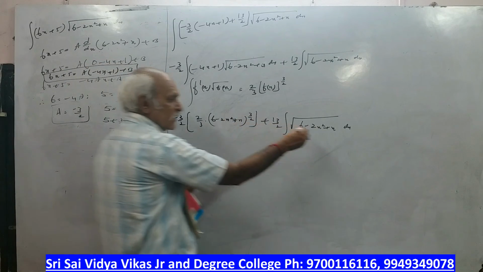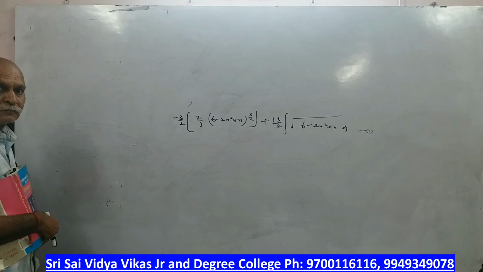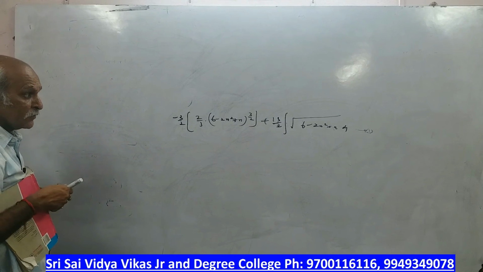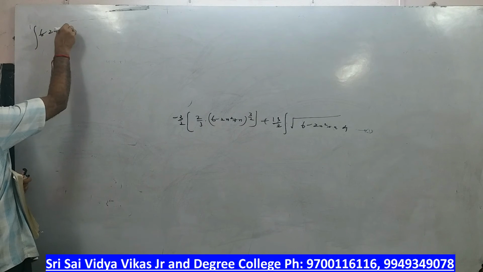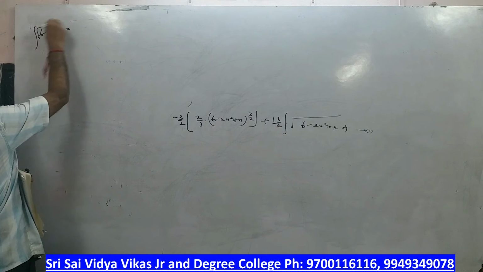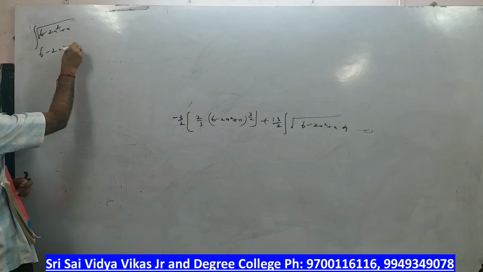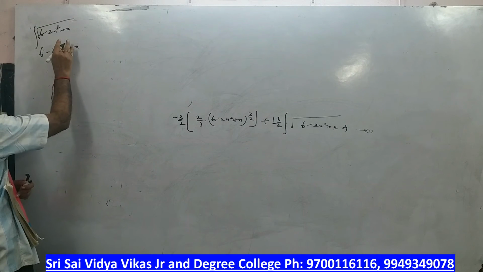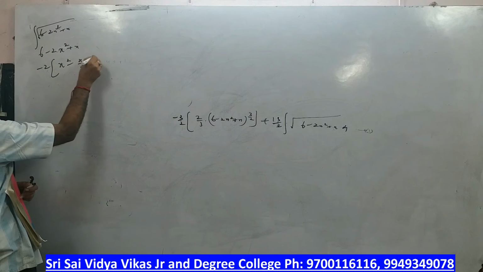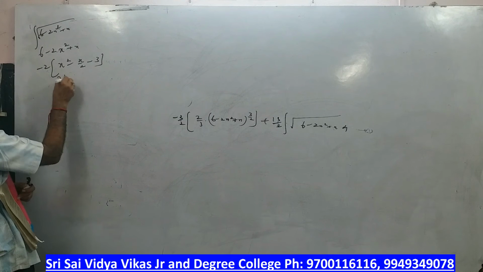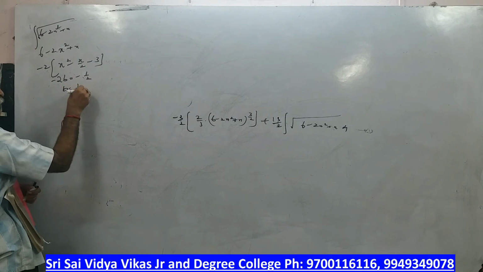Now we have to find integration for this, sir. Which one? Integration of root of 6x minus 2x square plus x. So minus 2 common, x square minus x by 2 minus 3. So 2 minus 2b is equal to minus 1 by 2. So b is equal to 1 by 4.